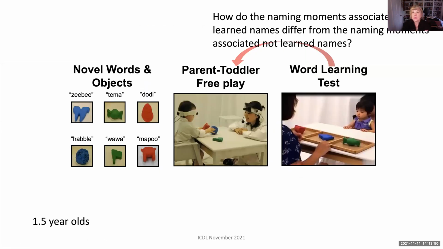In both of those studies, we asked how the naming moments were associated with the learned names, what the properties of the visual experiences were during those naming moments. So for each child, we designated each object as having learned the name or not learned the name by the level of performance. And then we went back in, and for each of the naming moments for those objects, we looked at what the visual properties were during the moments it was named.